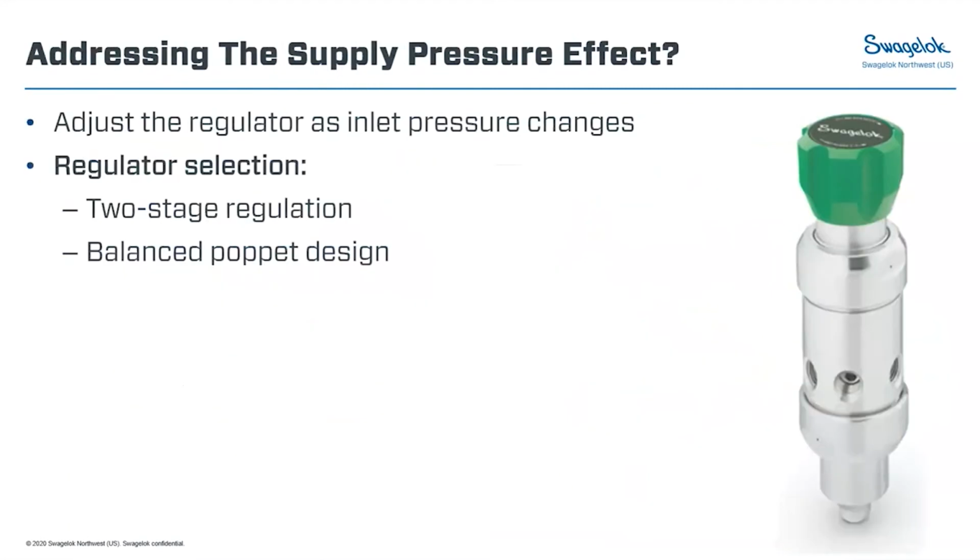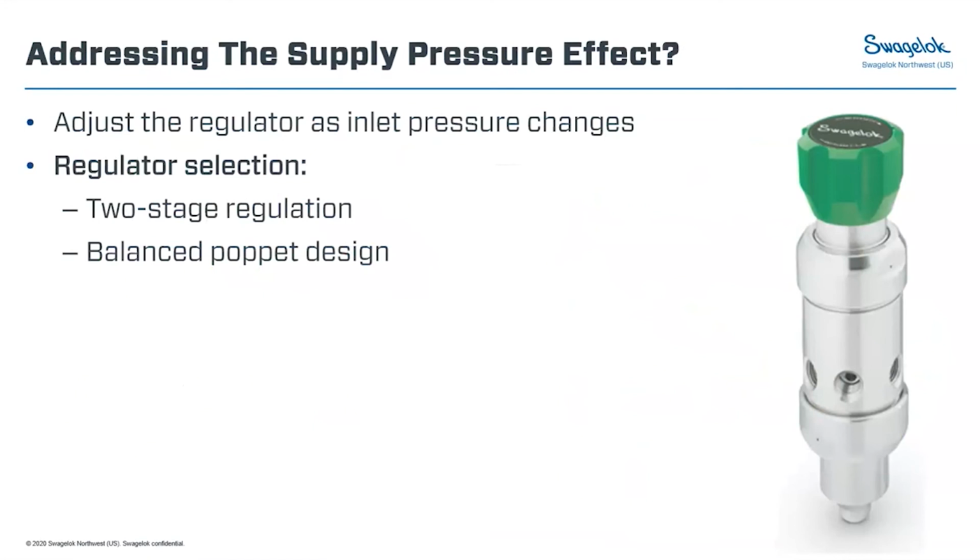So we do want to consider this and see how we can address this supply pressure effect. A few things that we can do to address this effect, and one is going to be adjusting the regulator as the inlet pressure changes. If you're standing right next to the regulator, working next to it, and you see that outlet pressure, let's say, going up, you can adjust the regulator and get it back to where you need it to be. And that's not always possible, like we were saying before. So you want to hopefully select the regulator that will be able to have limited supply pressure effect.